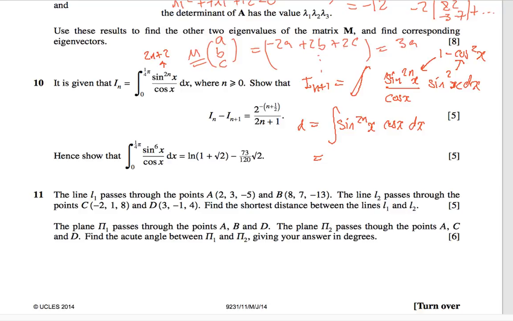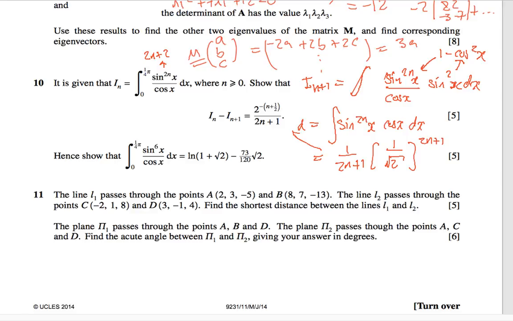So we just integrate away, and we should get that for the difference, so In minus In plus 1, we should get 1 over 2n plus 1. So that's just add 1 to the power and then divide by the power. And then we also get 1 over square root of 2 times 2n plus 1. And with a little bit of thought, we realise that is the same answer. This is 2 to the power minus a half, so you get minus, and then bring the half through to get n plus a half. So these are actually the same thing. And then hence show this.